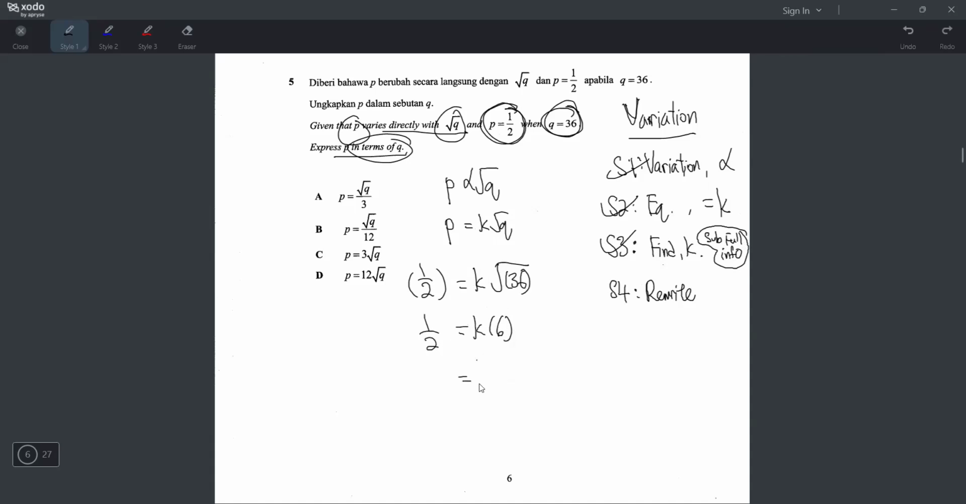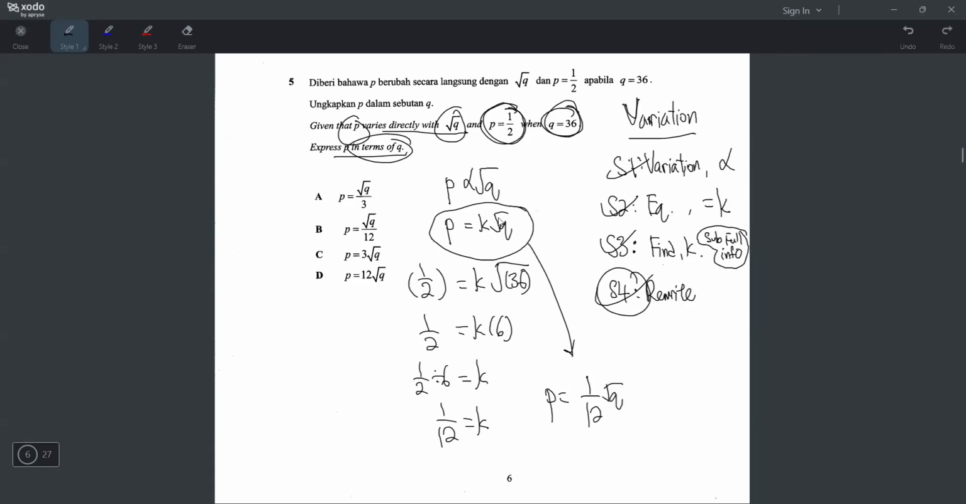Because square root 36 is 6. So what is K? 1/2 divided by 6, right? And if you press this in your calculator, you get 1/12. That means now we can rewrite, step number 4. So when we rewrite, we will look back here and then rewrite this whole thing. But this time we will write 1/12 and then the square root Q you write in the middle, okay?